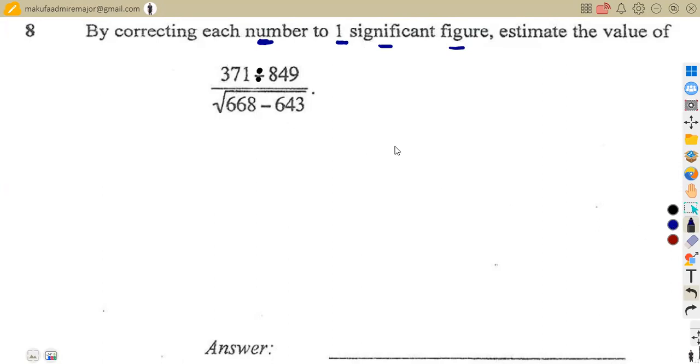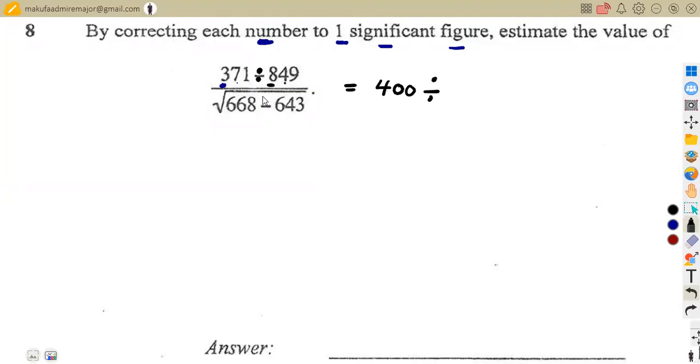So to one SF, let's start with the 3. So 7, is it going to change 3? Yes, this one is going to change 3 into a 4. So that is going to be 4. The rest of the values will be represented by the zeros. So it's going to be 400 divided by, we check 8.